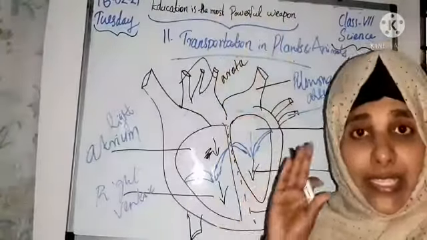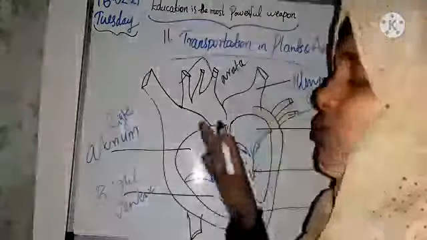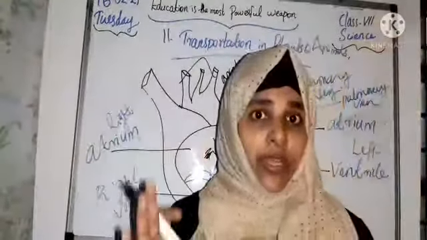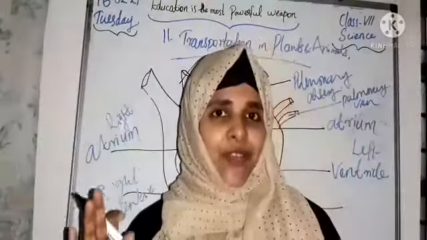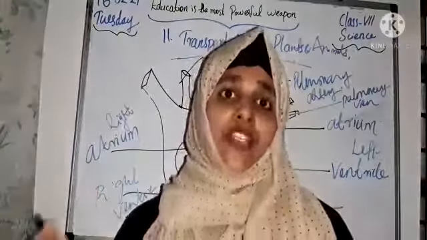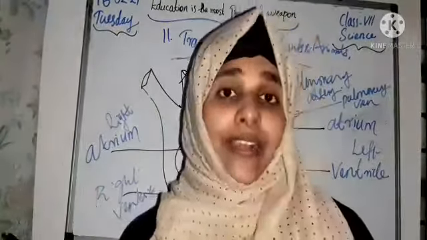Okay, students, this is one activity. All should draw the diagram in your notebook and label the parts. Today's topic quiz: how many times did I use the word atrium? All should answer me within 1 hour.